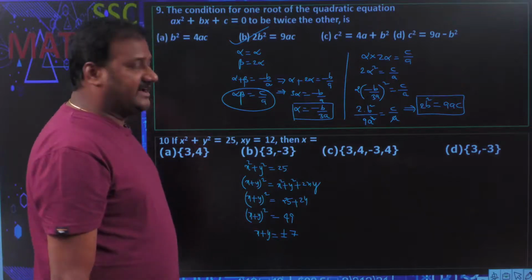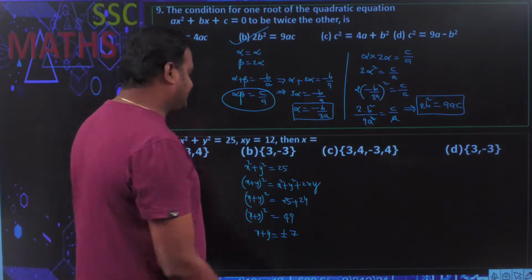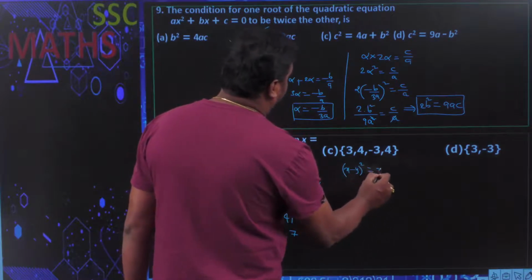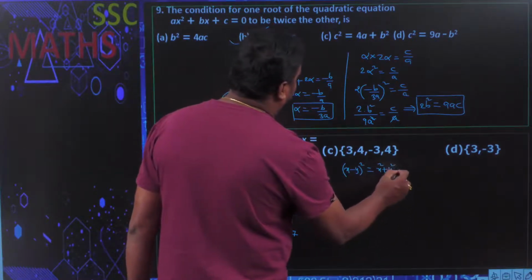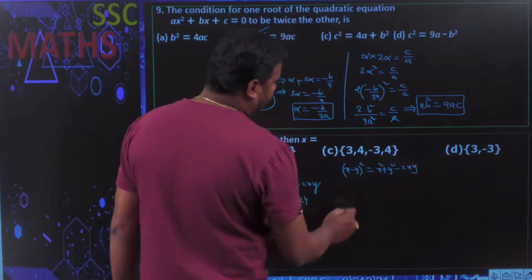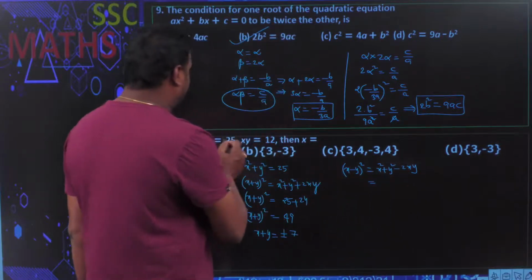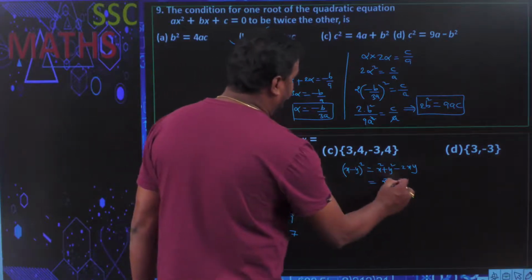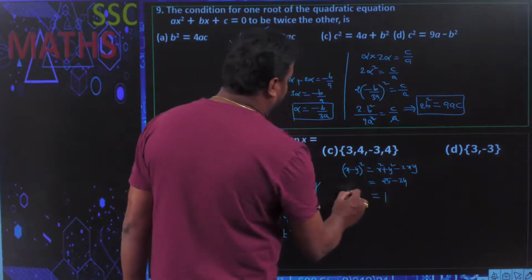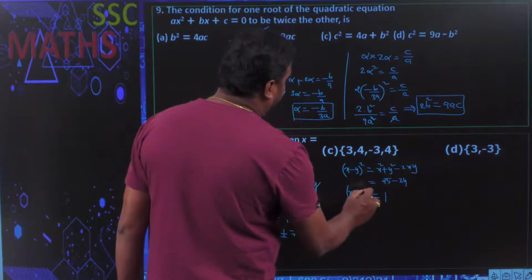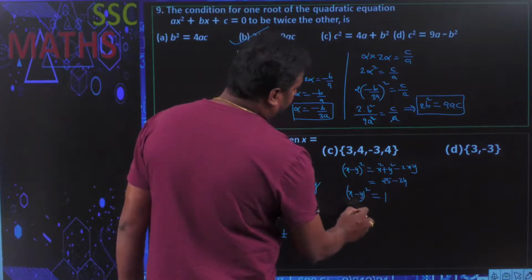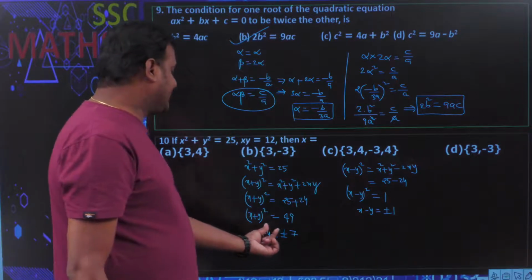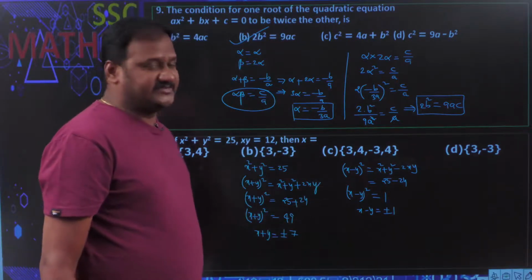Similarly, can I get the value of x minus y? Yes, I can get it by taking x minus y whole square. x minus y whole square is equal to x square plus y square minus 2xy, right? So x square plus y square is again 25, minus 2xy, 2 into 12 is equal to 24. 25 minus 24 equal to 1, that is x minus y whole square. x minus y whole square equal to 1, so x minus y is equal to plus or minus 1. See here, x plus y has two values and x minus y has two values.